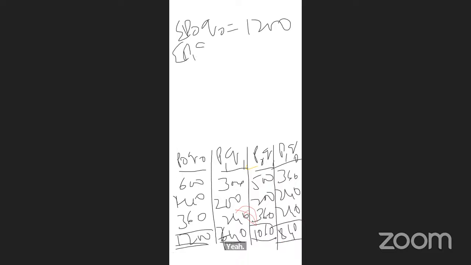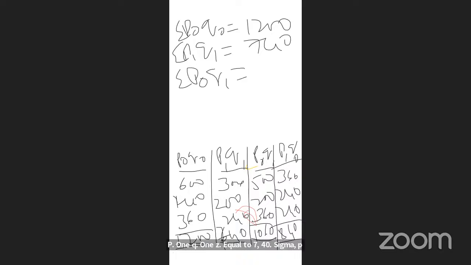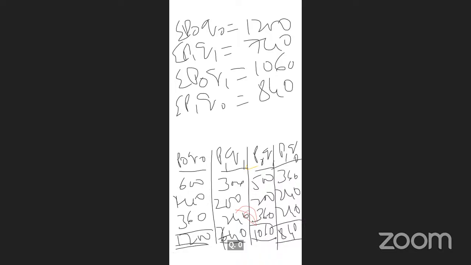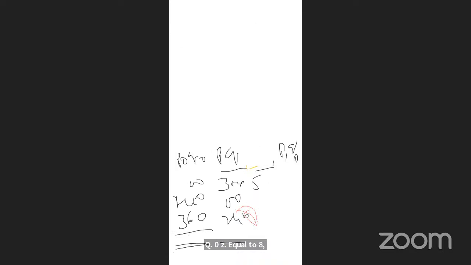Are you following? Now, sigma P0 Q0 is equal to 1200. Sigma P1 Q1 is equal to 740. Sigma P0 Q1 is equal to 1060. Sigma P1 Q0 is equal to 840. Right? So let us work out the Fisher's ideal index number.